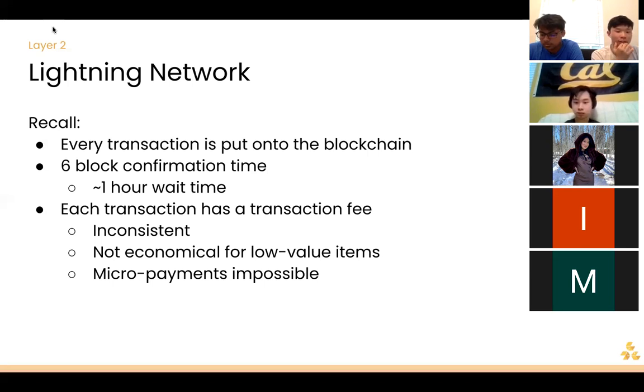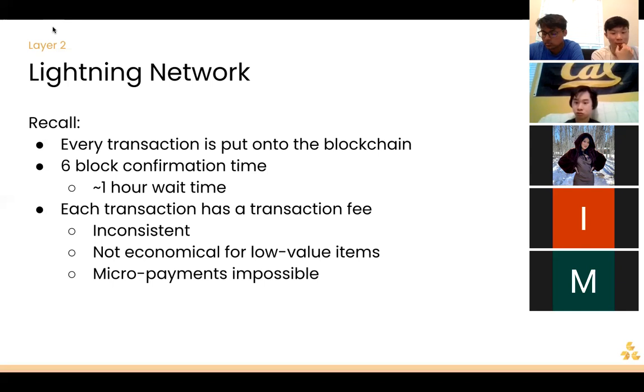It's also very uneconomical for low value items, right? Say the fee is like 10 cents in USD when you convert it, and you're doing like a $1 transaction, maybe you just want to pay your friend back in Bitcoin. Well, that's already 10% of your transaction, which is super uneconomical, right?